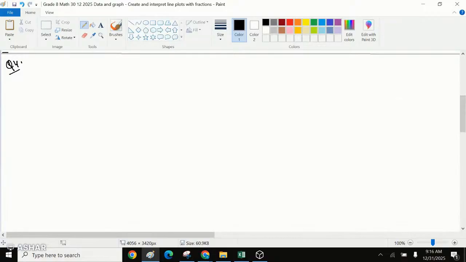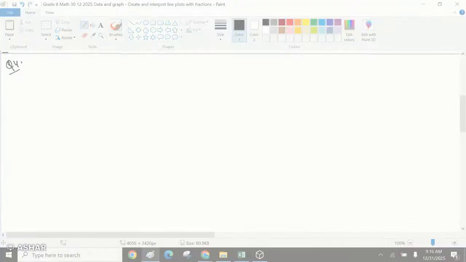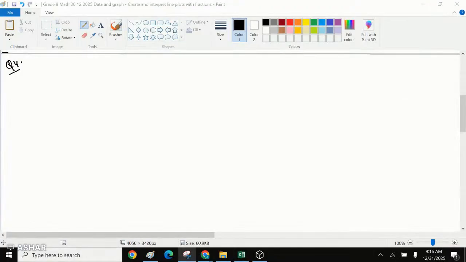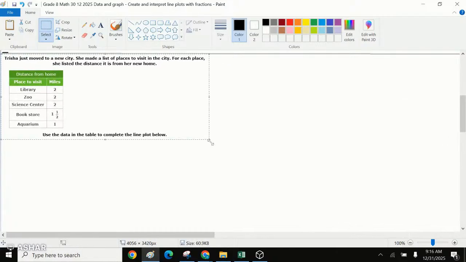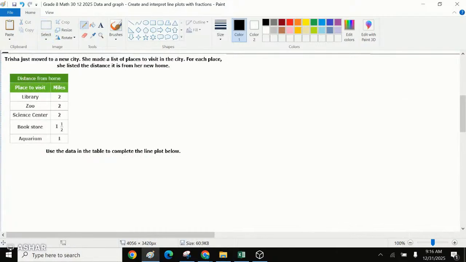Okay, we need to complete the line plot in this question. First we'll do the line plot and then we will try to find more options through it. So it's question number 4. I'll just rewrite question number 4 over here.